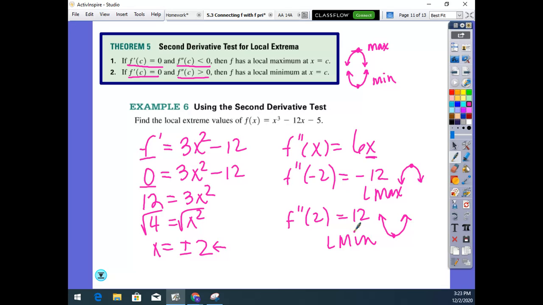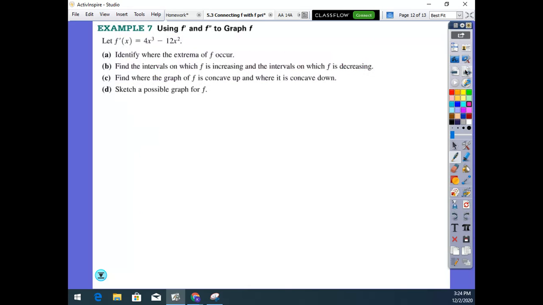Now, be careful. The local max happens at x equals negative 2. We'd have to plug it back into the function itself. This is not my y value. This is my second derivative value. The local min happens at x equals 2. If you wanted to find the actual value, you'd have to plug it back here. Whew, 2 more problems.